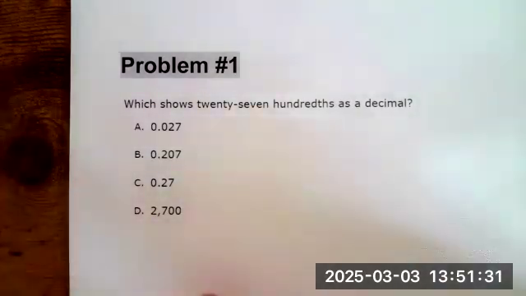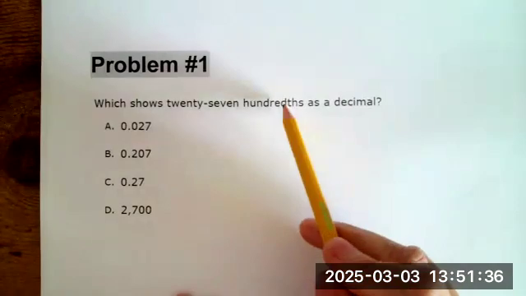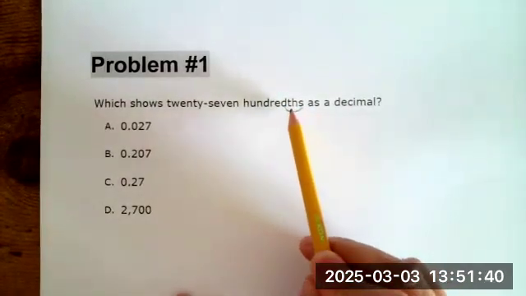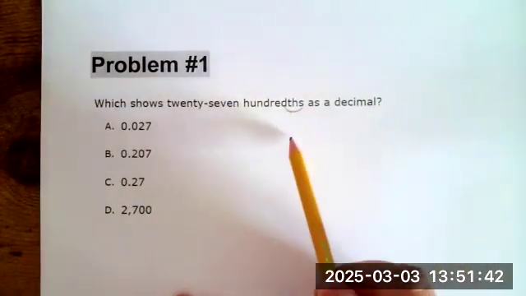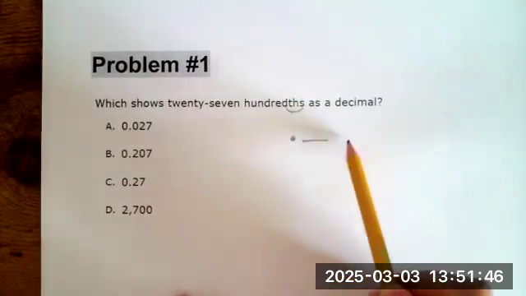Problem 1, which shows 27 hundredths as a decimal. Remember this code here? This THS is telling you it's a fractional part and that it comes after the decimal. So we're going to go ahead and make a number line just to help us.